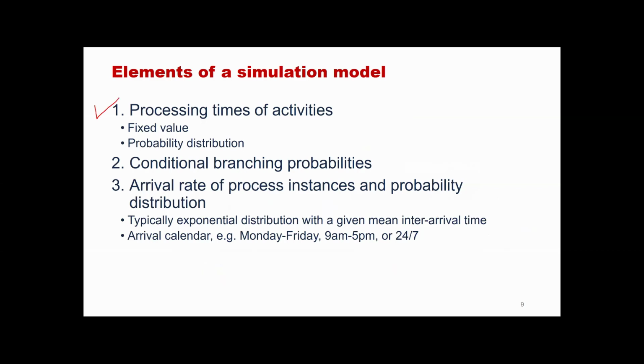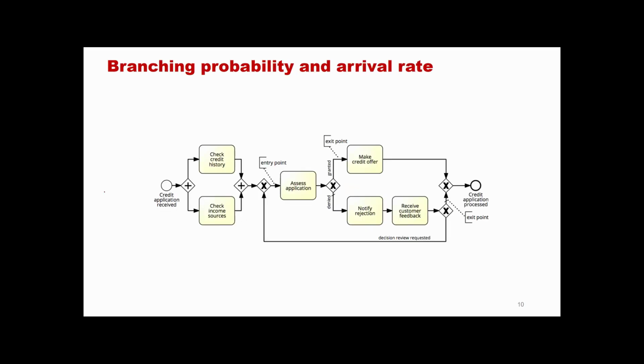So I have modeled the first thing I have to model in a simulation scenario, which is the processing time of every activity in the process. Having done that, the next 2 things I need are, number 2, the conditional branching probabilities, which is the probability that I take one path or another at a decision point of my process, and number 3, the arrival rate into my process, which captures how often instances of the process are created. Let me explain these with the example directly.